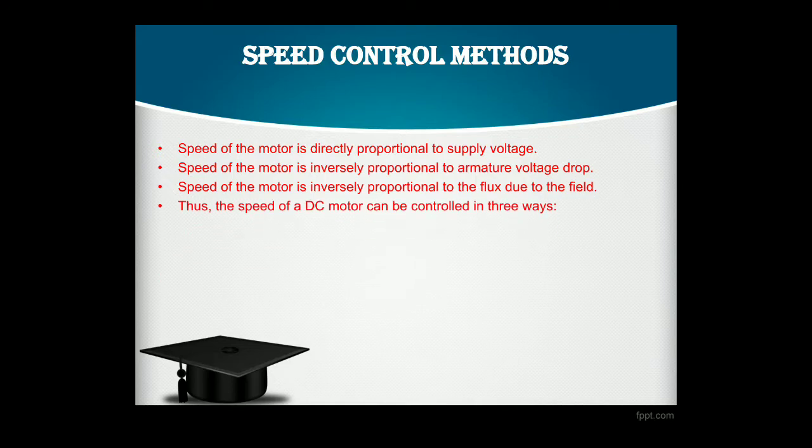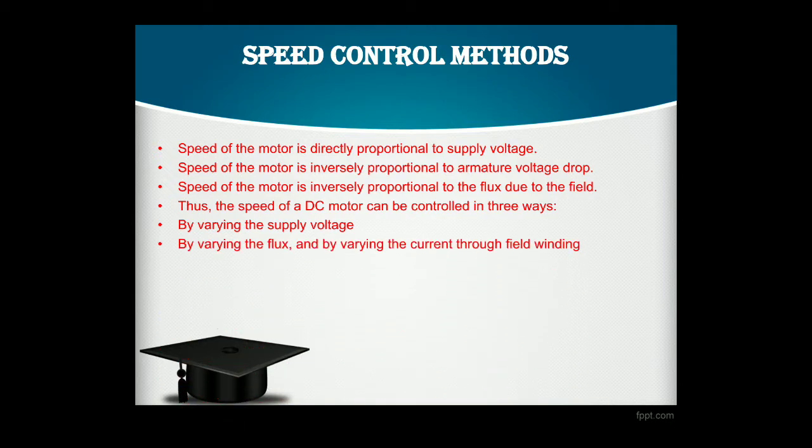Thus, the speed of a DC motor can be controlled in 3 ways: by varying the supply voltage, by varying the flux, and by varying the current through the field winding. And by varying the armature voltage, and also by varying the armature resistance.